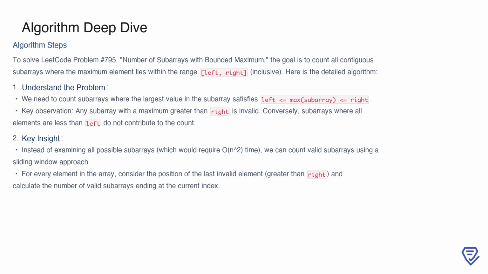Instead of examining every possible subarray, which would be computationally expensive at O(n²), we can take advantage of a sliding window approach. By focusing on the position of the last invalid element, where an element exceeds right, we can efficiently calculate the number of valid subarrays ending at each index in linear time.